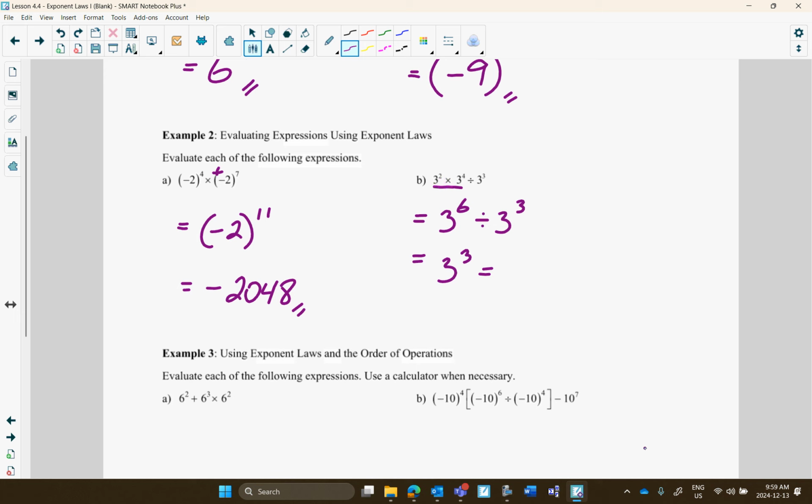Do you go on like order? Yes, left to right. If it's all multiplication and division, you just do left to right. If it was addition and subtraction thrown in there, you do those later.